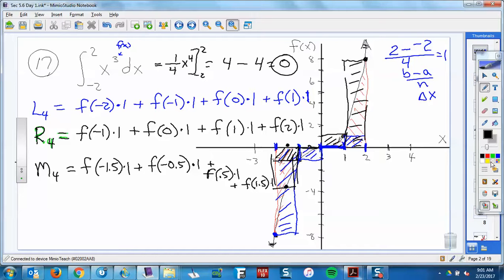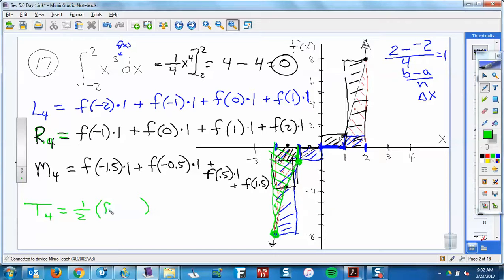Okay, now the last one is T4, 4 trapezoids. Now what's the formula for a trapezoid? It's 1/2 the 2 parallel bases, right? Well, what would be our parallel bases? Well, it would be this side, and it would be this side, right? And then we would connect those. That's how you make a trapezoid, right? And we've done that already. We've done trapezoids like this. There's our trapezoid.